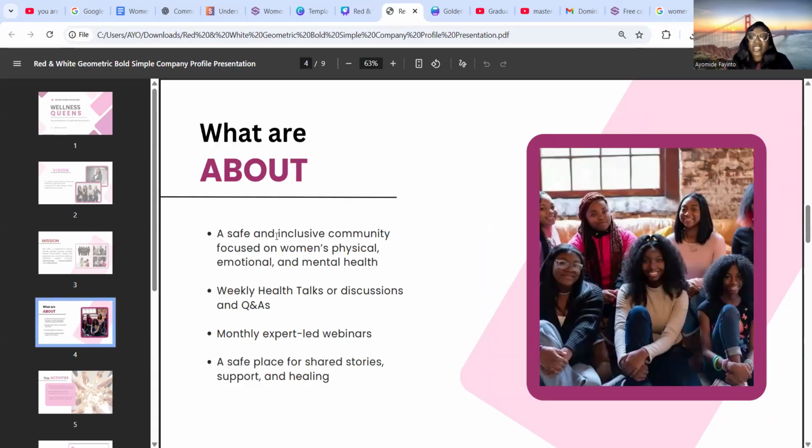So what is the community exactly about? It's a safe space, an inclusive community focused on women's physical, emotional, and mental health. We have weekly health talks or discussions and question and answer sessions even after the health talk. Then we also have monthly expert-led seminars like this one that we're having. We had one last week with also a consultant gynecologist, and we also ensure that we have a safe space for shared stories to support one another and even for healing.